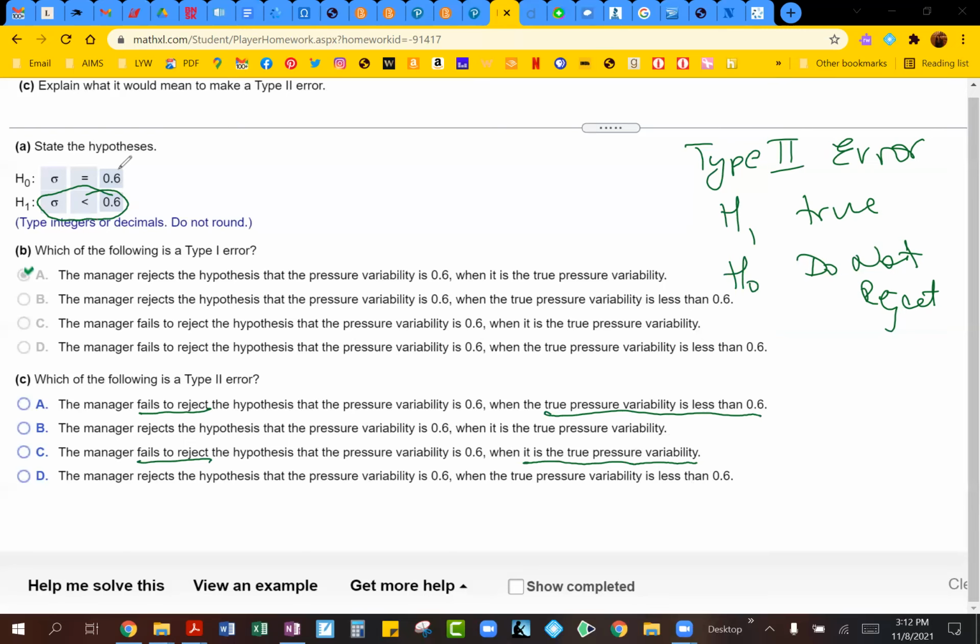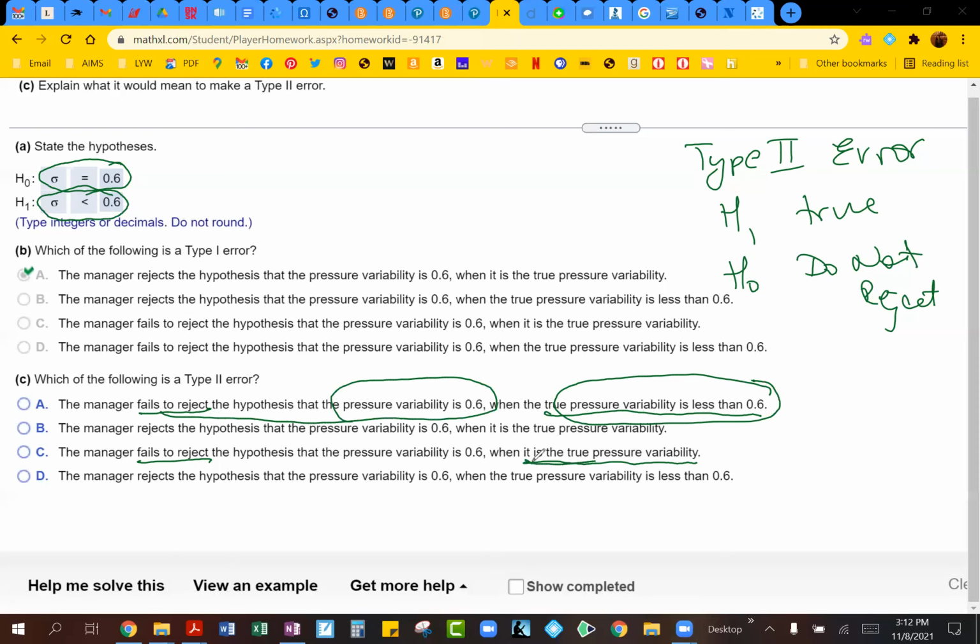So we're saying basically pressure variability is 0.6 when in fact the alternative was true, which means the pressure has dropped. Yeah, very nice, guys. The idea here is that the pressure variability has dropped, but you are still not rejecting that it is still at 0.6.